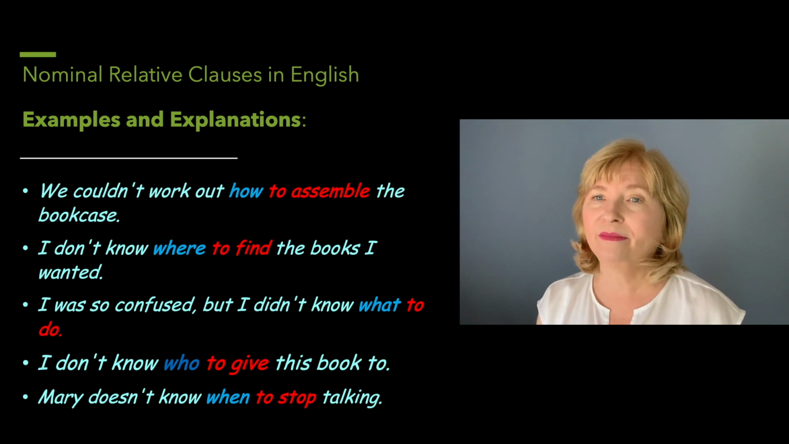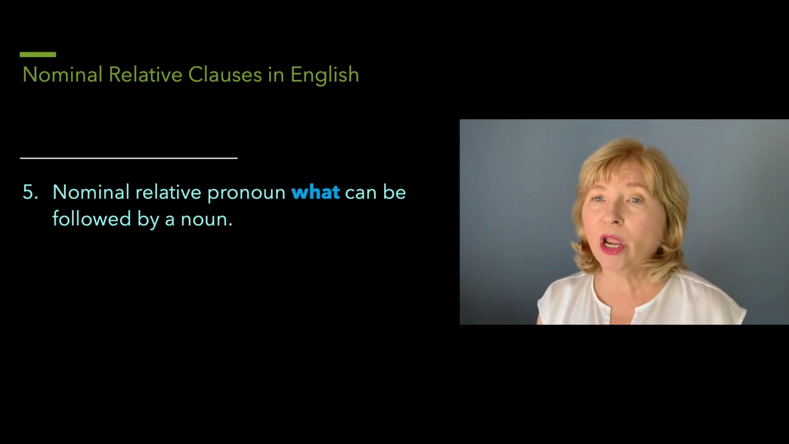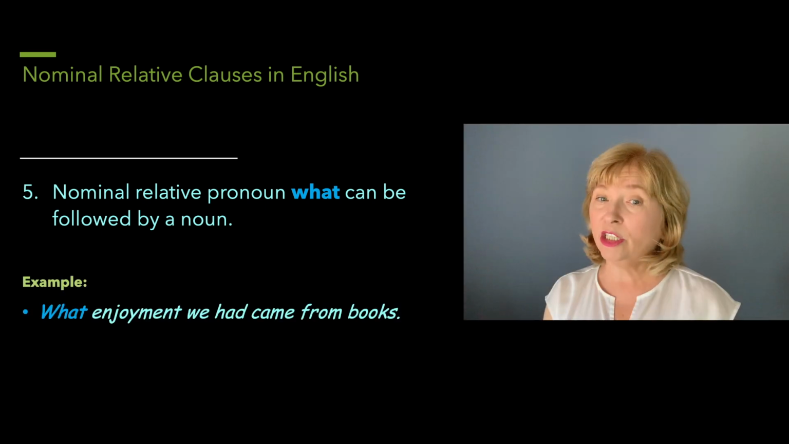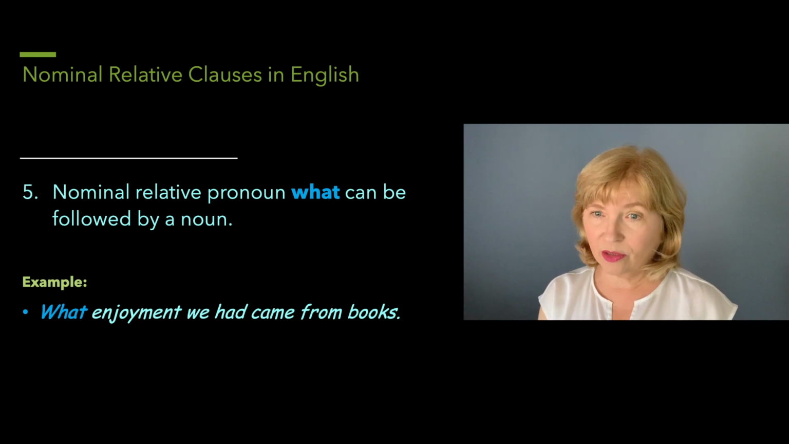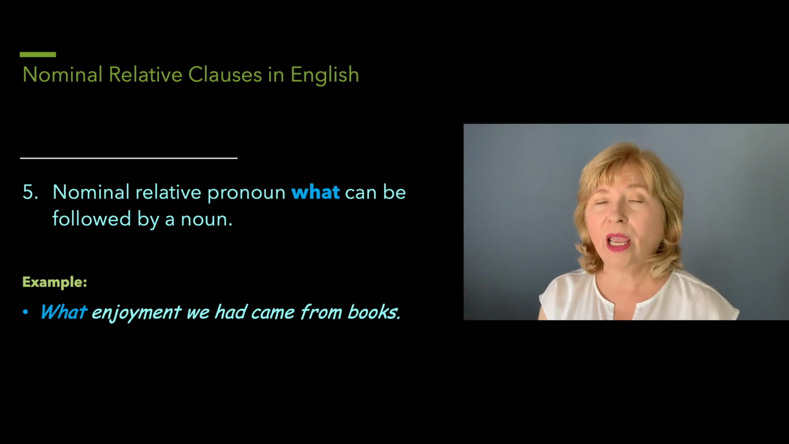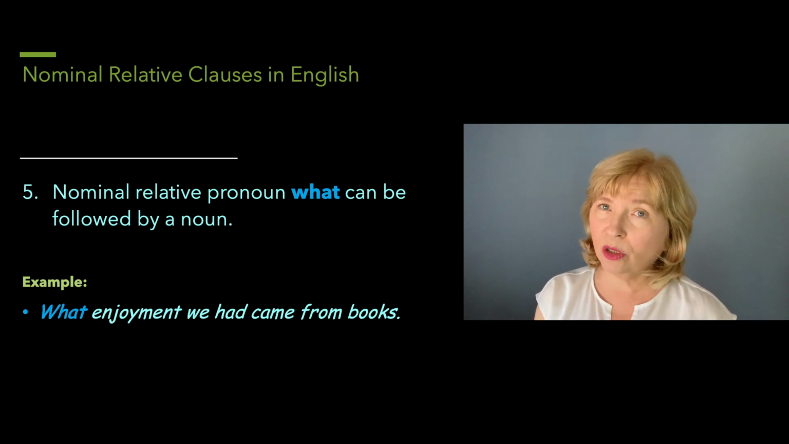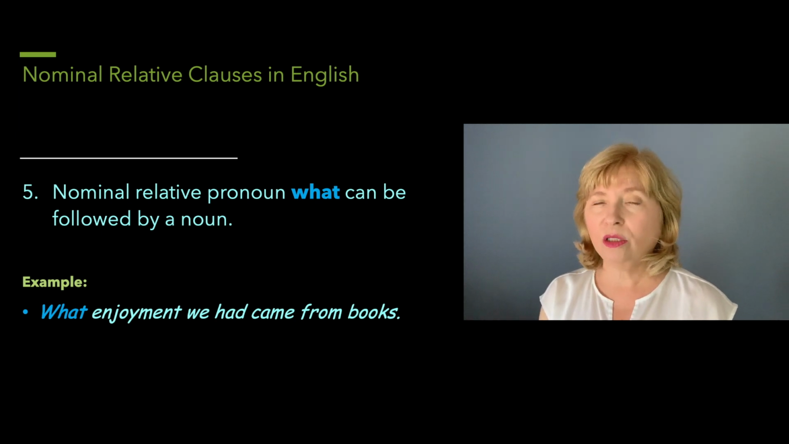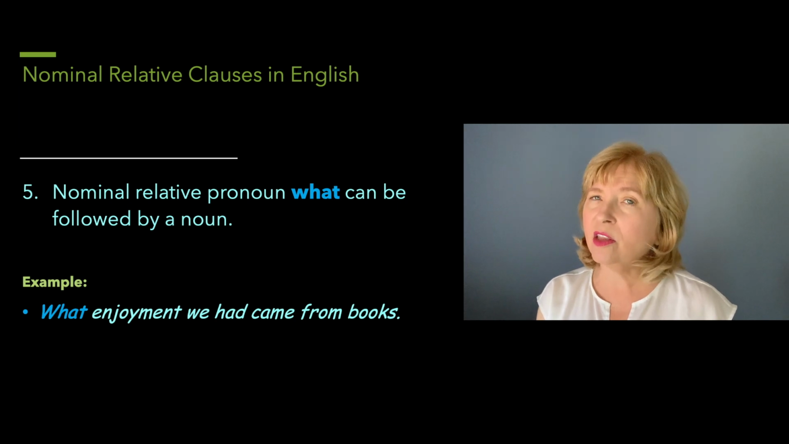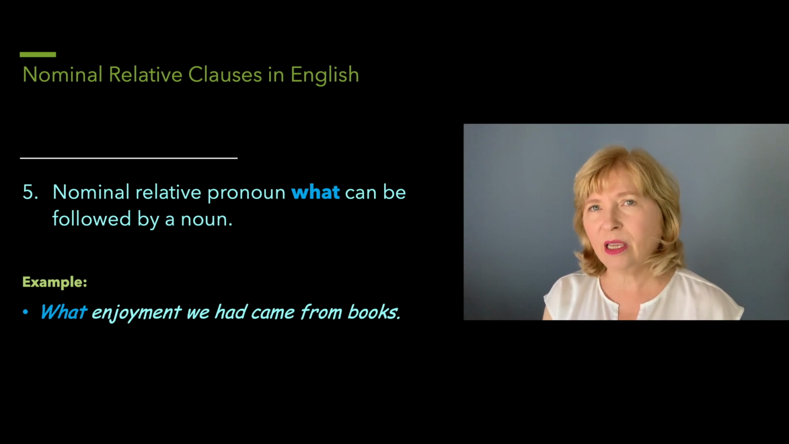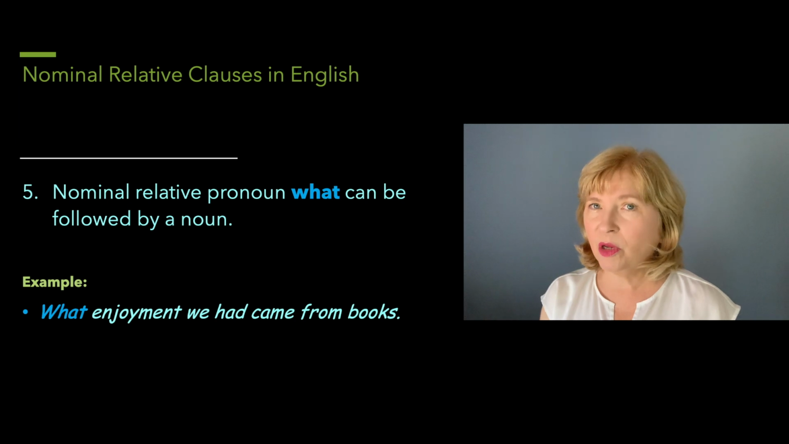Rule number 5. The nominal relative pronoun what can be followed by a noun. For example, what enjoyment we had came from books. As you can see, enjoyment follows what. Enjoyment is, as I'm sure you all know, a noun. So in this sentence, what means all of the enjoyment, but it suggests there wasn't very much enjoyment. I hope that's not confusing. If it is, stop and think about it for a moment. Let it sink in. If that doesn't do it, send me a question.